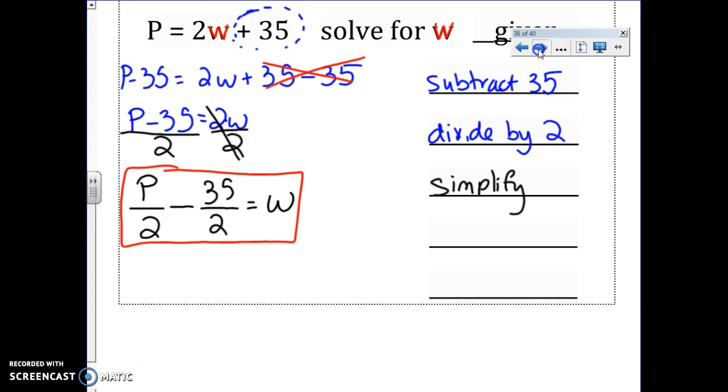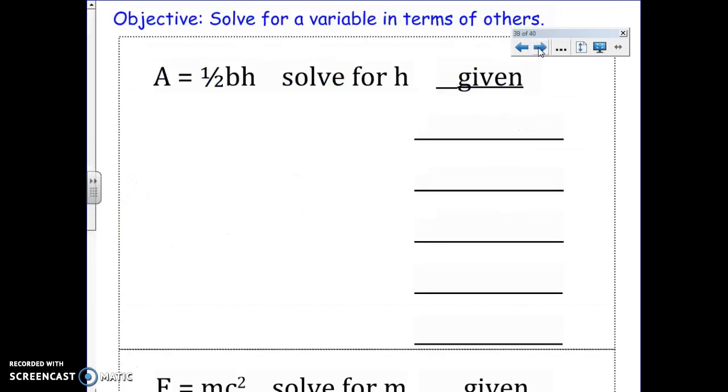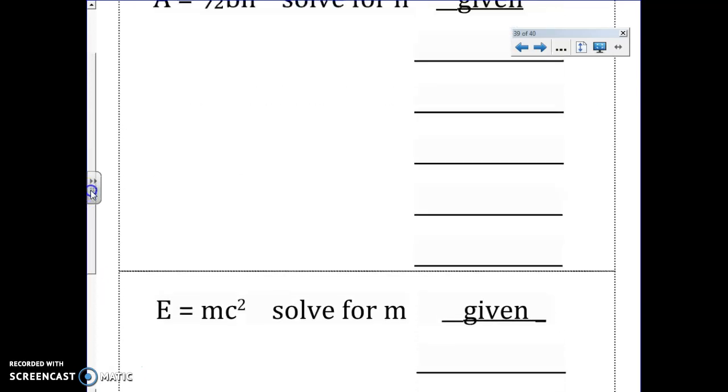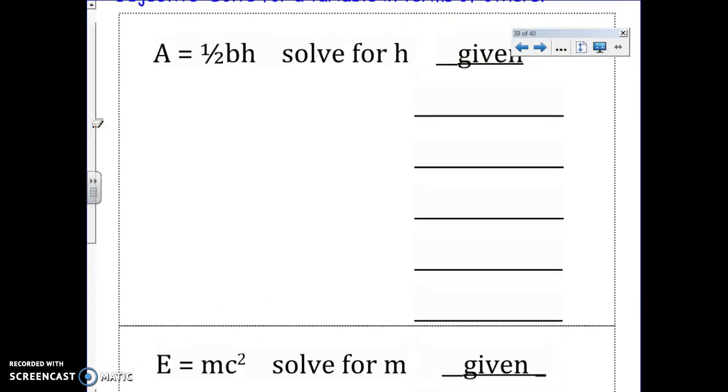All right, so if you've had enough and you want to try the last one by yourself, go for it. Oh, you're going to try the very last one by yourself, but I have time for one more. So again, I'm going to highlight my H because that's what I want to get by itself. I don't like looking at fractions, so the first thing I'm going to do is multiply both sides by 2. So now I have 2A equals B times H.